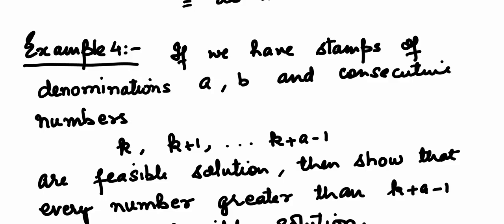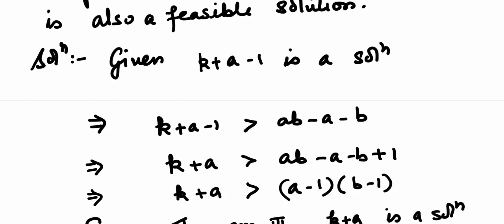Let's come to the fourth example. If we have stamps of denominations A and B and consecutive numbers k plus 1 dash dash dash k plus A minus 1 are the feasible solutions, then we have to show that every number greater than k plus A minus 1 is also a feasible solution. So how do we prove that? We are given that k plus 1 dash dash dash k plus A minus 1 is a solution. So we'll take k plus A minus 1 to be a solution.